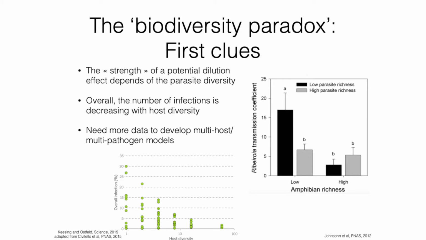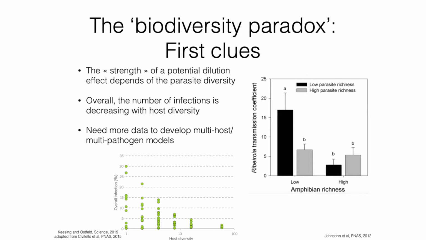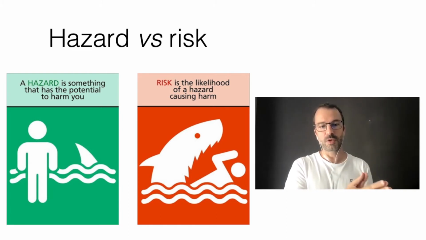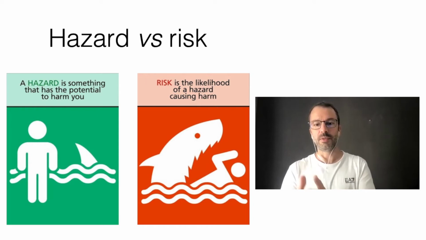So the real question is, should we protect biodiversity for public health concerns? We now have first clues, first studies on experimental systems, showing that the strength of a dilution effect depends on the parasite diversity, but overall the number of infections is decreasing with host diversity. Of course, this is just the first data we have, and we need much more data to develop multi-host and multi-pathogen models. One key concept for that is the distinction between hazard and risk. A hazard is something that has the potential to harm you, and the risk is the likelihood of a hazard causing harm.